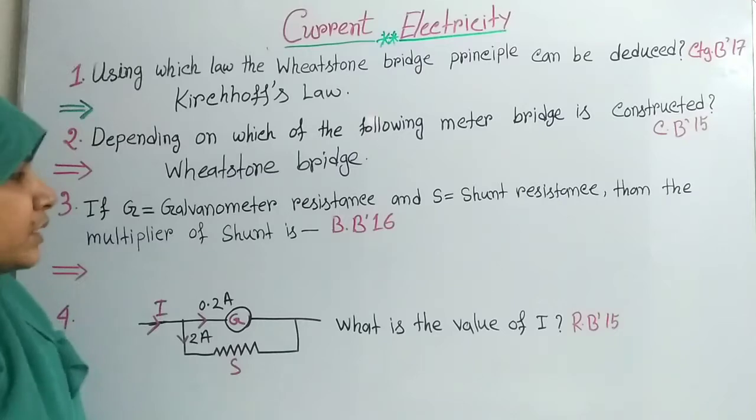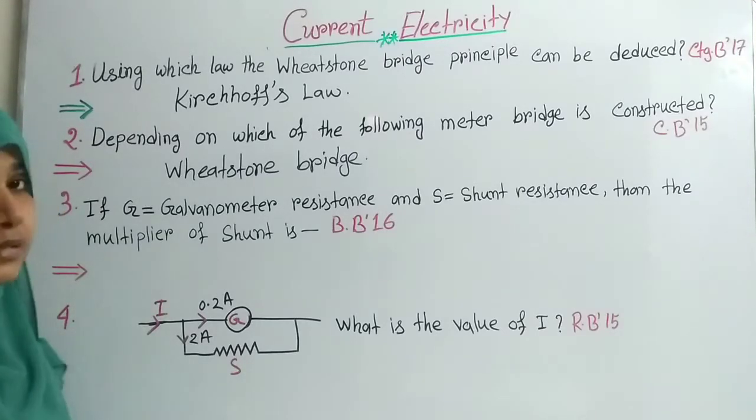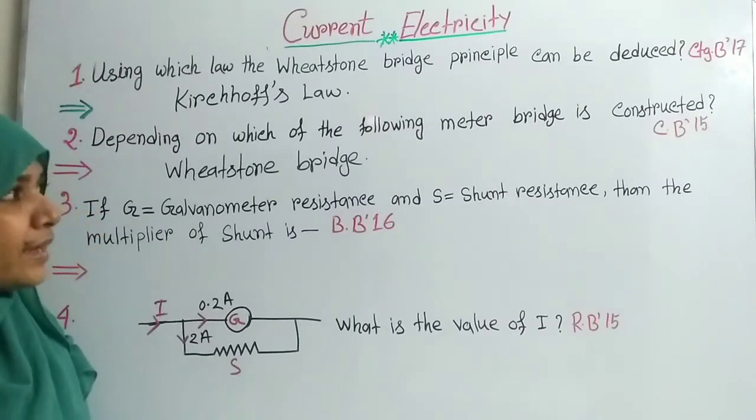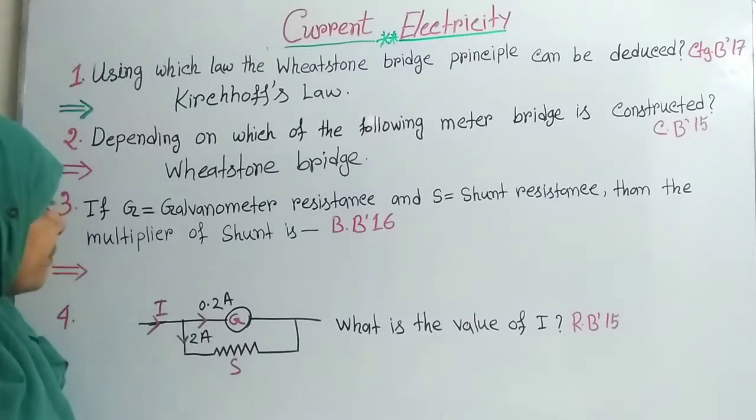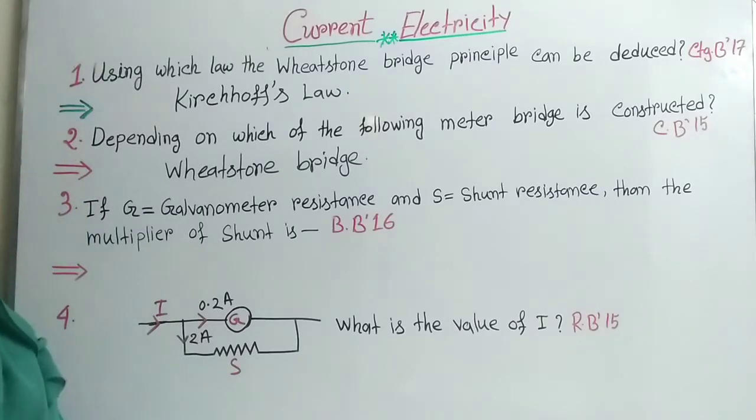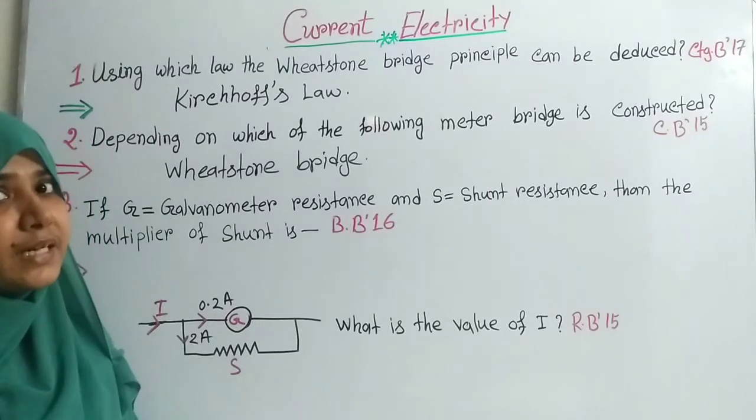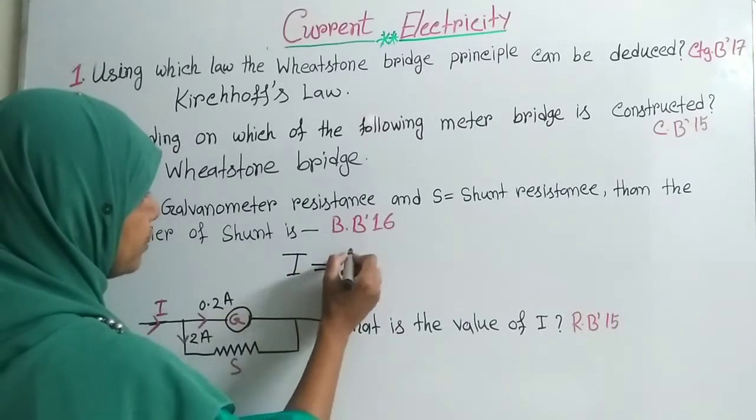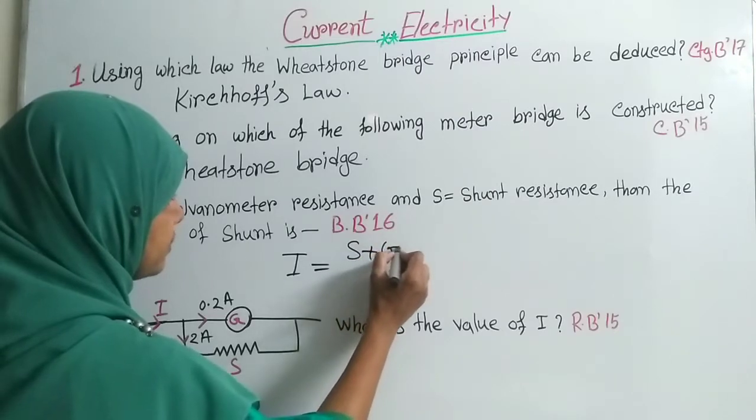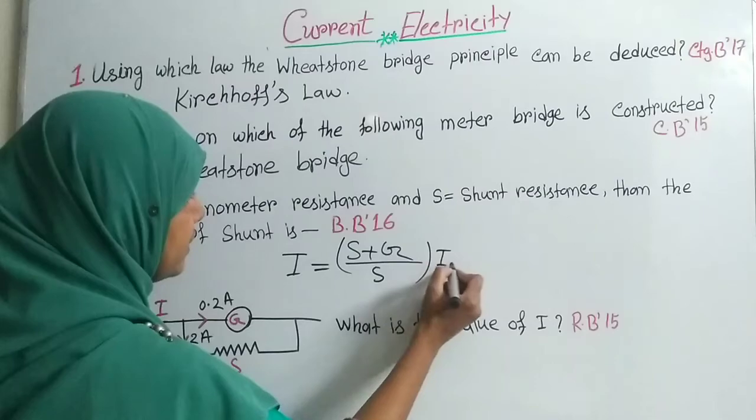Now, the next question is from Borishal Board 2016. The question is, if G is equal to galvanometer resistance and S is equal to shunt resistance, then the multiplier of shunt is? You know that there is a formula to calculate the main current when the galvanometer's current is given, and the formula is I is equal to (S plus G) divided by S, into IG.